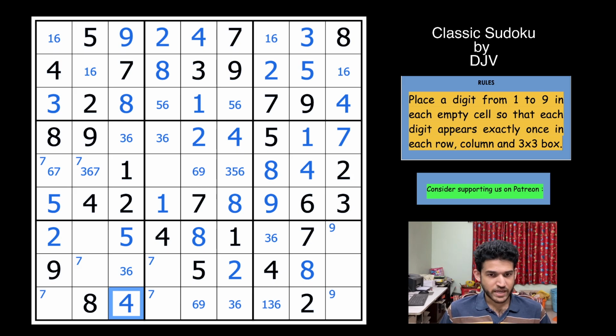Now, where does the 9 go in row 7? 9 has to be here, can't be anywhere else. So which means this will be a 3 or a 6, a 3, 6 pair, which means this will be a 1 and a 7.